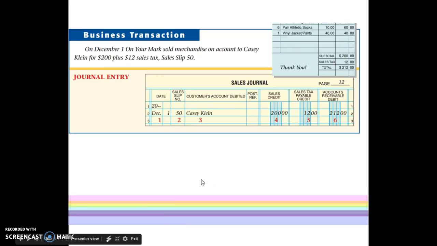Now, let's take a look at this in a business transaction. Let's take a look at a source document. Let's say that we have sales slip number 50. And on December 1st, On Your Mark sold merchandise on account to Casey Klein for $200 plus $12 sales tax.